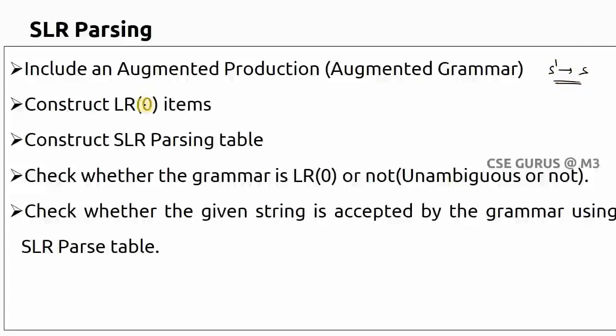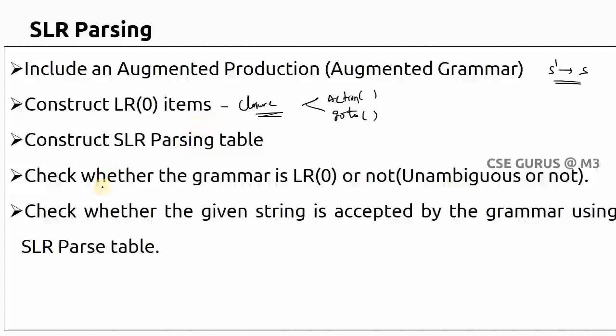Now after that you need to construct LR of 0 items. What are these LR of 0 items? You have to do some closure operation, and you do closure operations by using action and goto. We'll see what these action and goto functions are. After getting these LR of 0 items, you have to construct the SLR parsing table by using them.